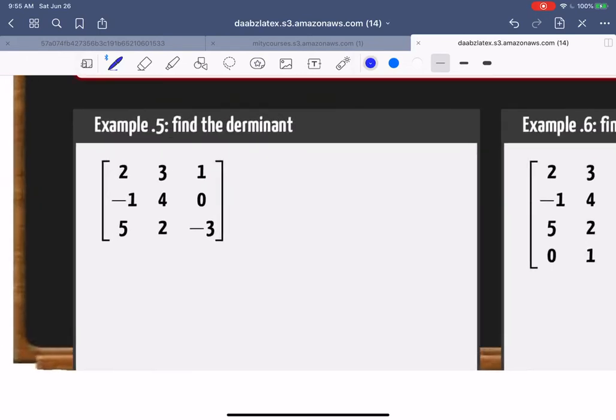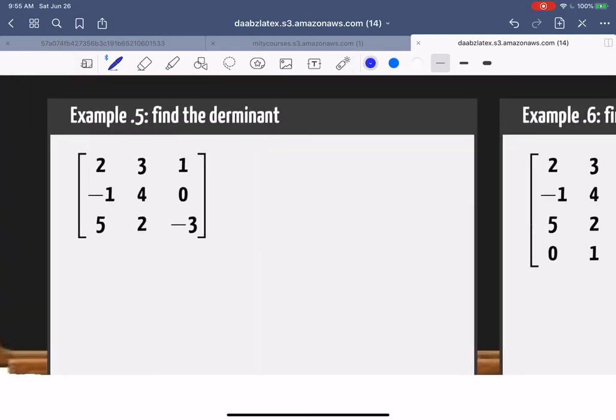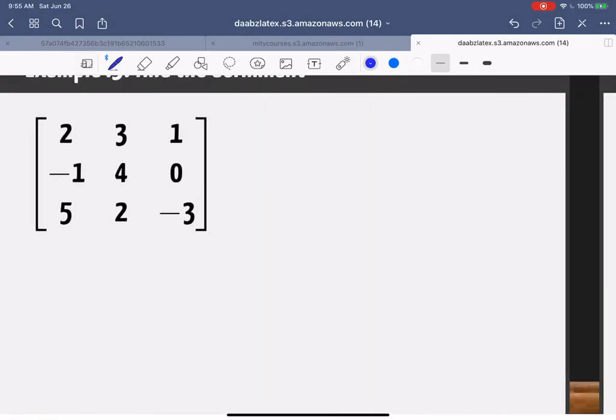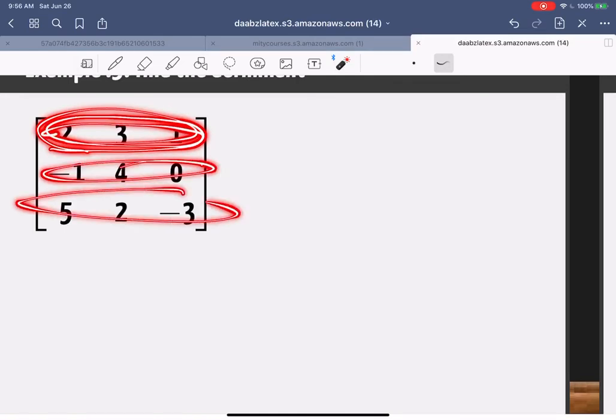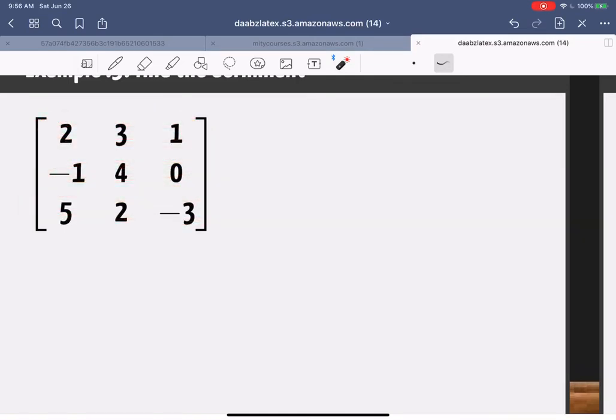Okay, so let's move on to a 3x3. For a 3x3, we're going to use a technique called expanding by minors. It turns out that you can expand by minors along any one of the rows. So you could expand by minors along this row, or that row. Or you can expand along any column, this column, that column, or that column. So you have 6 options. Any one of them will lead you to exactly the same answer, the determinant.